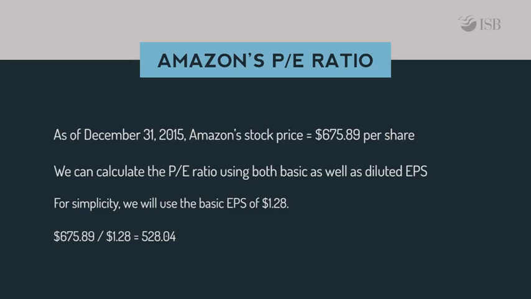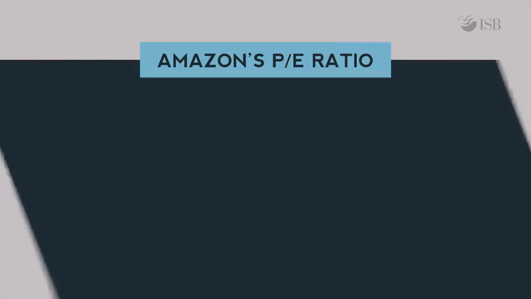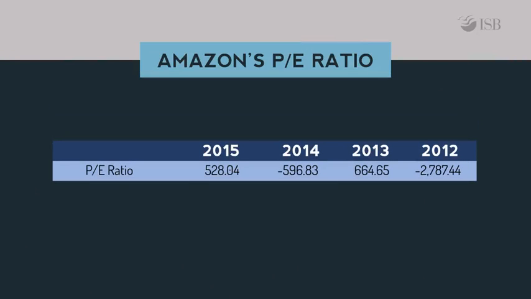For each $1 in profits earned, investors are willing to pay $528.04. This could mean that investors place a very high value on Amazon's future growth potential. Alternatively, Amazon's stock price is far higher than what its fundamentals justify and should be sold. In 2 of the past 4 years, Amazon has had negative PE ratios. It is impossible to interpret a negative PE ratio as it does not make any sense as to why investors would be willing to pay anything for a company that is making losses.